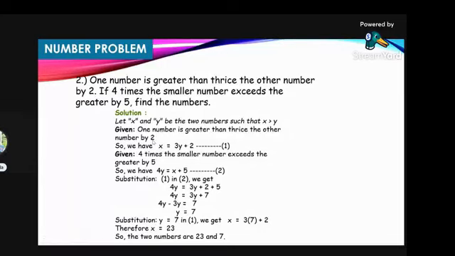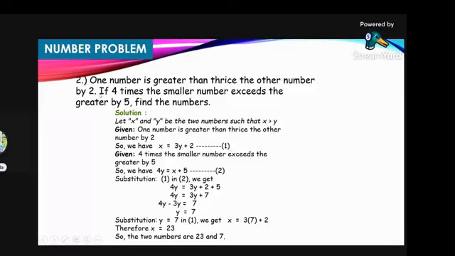Okay, may nakakuha ng tamang sagot, 7 and 23. Okay, so we have one number, so we'll represent that with x. So one number is, that is equal, when we say greater than, that is plus 2. Greater than 3 times or thrice the other number, so you have 3y. So this will be our equation 1 on the first statement.